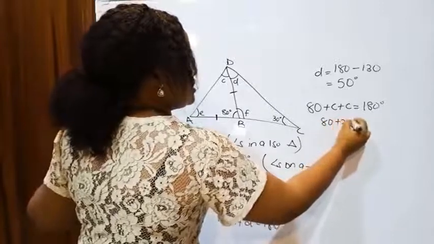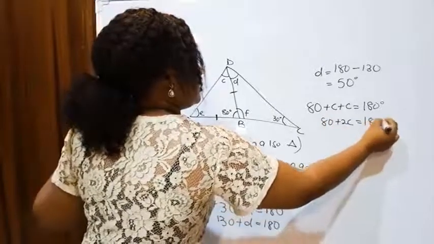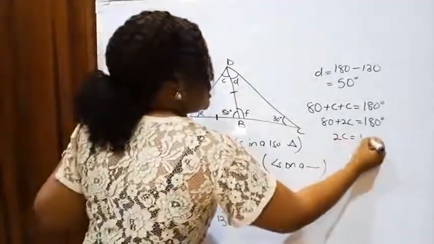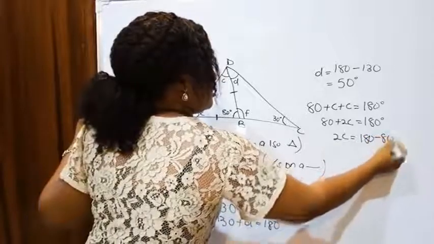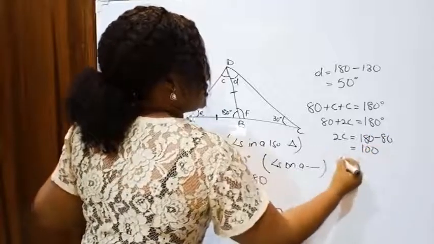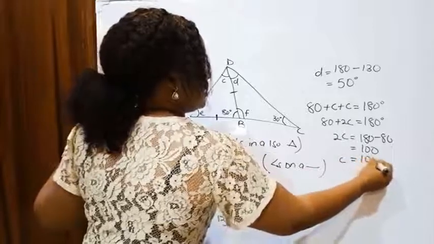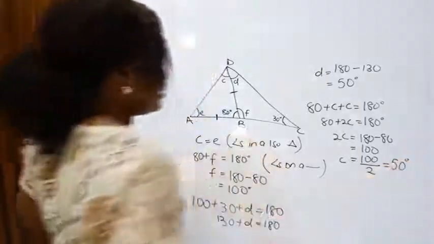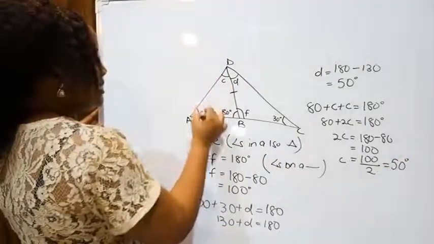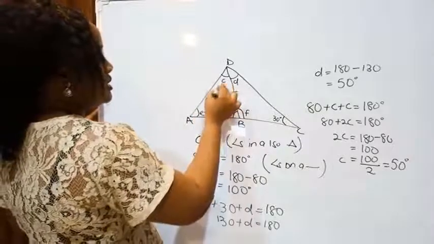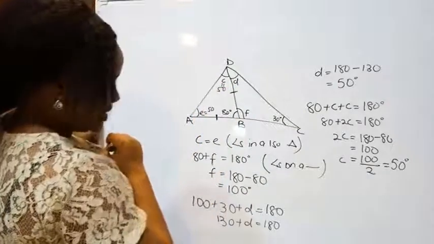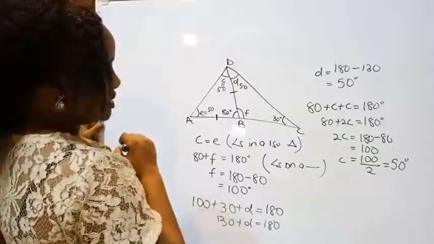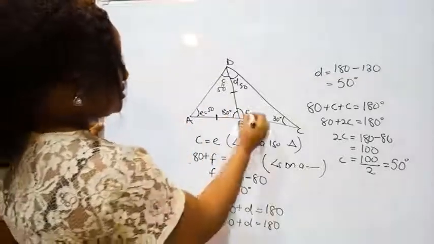80 plus 2C equals 180 degrees. 2C equals 180 minus 80 equals 100. So C equals 100 divided by 2, which gives us 50 degrees. So our C and E, each of them are 50. This is 50. This is 50. Our G is 50 as well. And our F is 100.